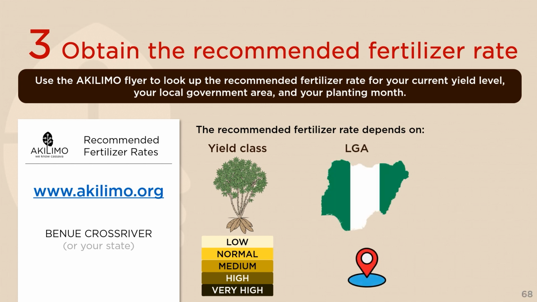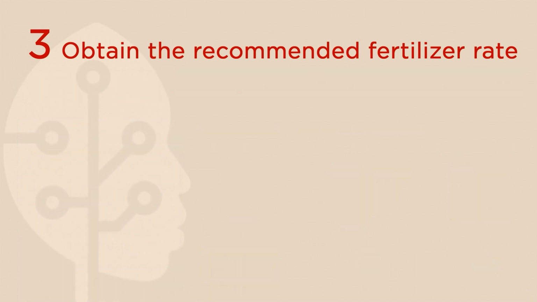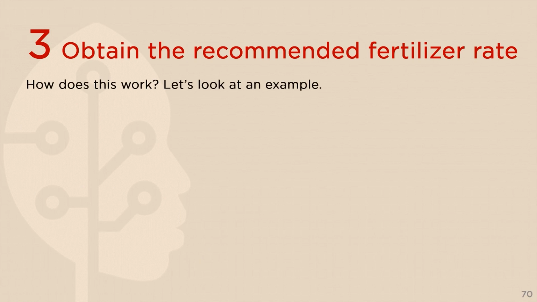Next, you need to consider your state and local government area. And lastly, the recommended rates will depend on your planting month. So how does this work? Let's look at an example. There are flyers for every major cassava growing state.